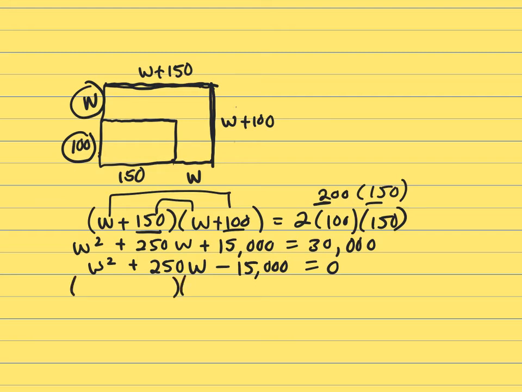And we need to factor this thing. And I know that 100 times 150 is 15,000. Oops. But the difference in these numbers is not 250. And one's going to be a plus and one's going to be a minus. And the difference between the two numbers is going to be 250. And I know that this has to be a W and this has to be a W.